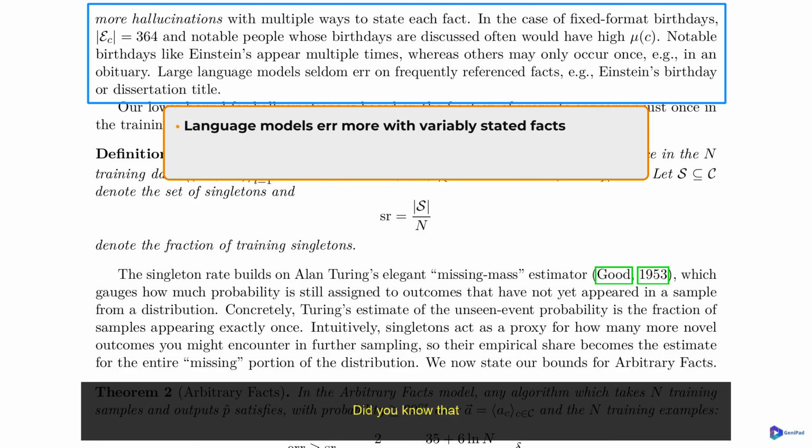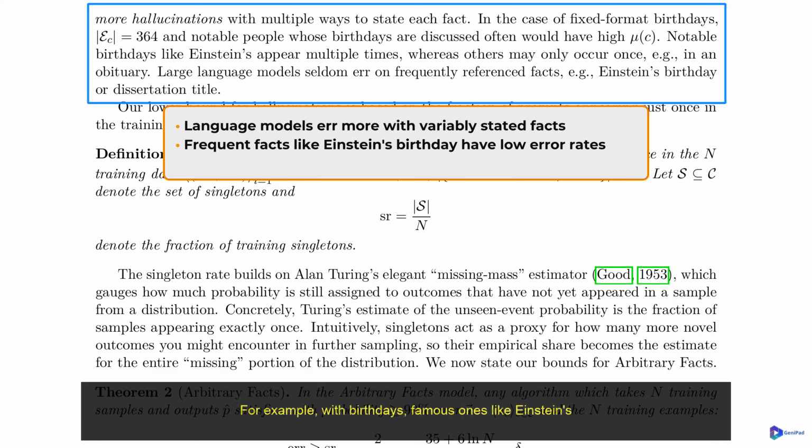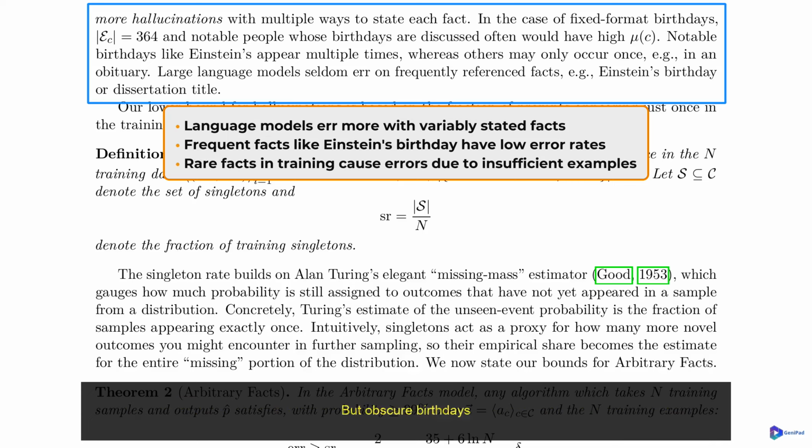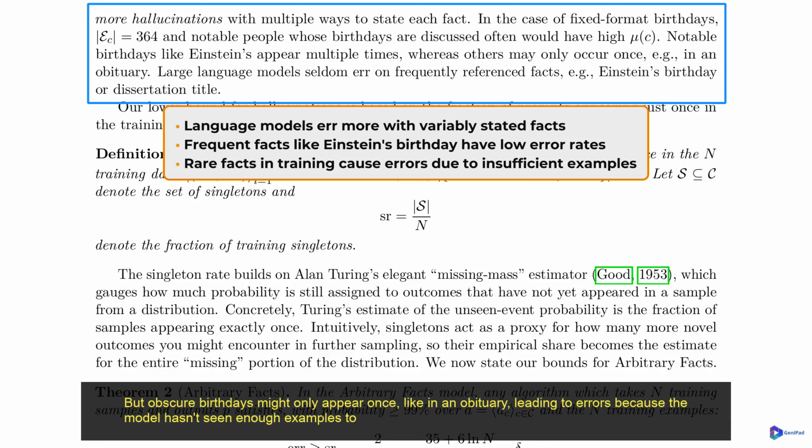Did you know that language models make more mistakes when facts can be stated in many different ways? For example, with birthdays, famous ones like Einstein's are mentioned a lot in training data, so models rarely get them wrong. But obscure birthdays might only appear once, like in an obituary, leading to errors because the model hasn't seen enough examples to learn them properly.